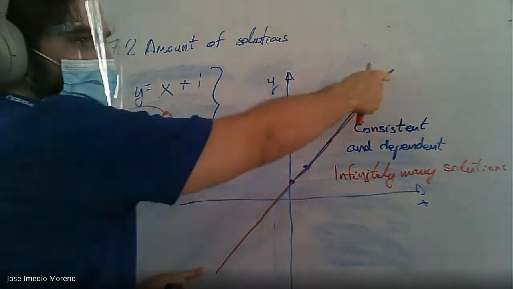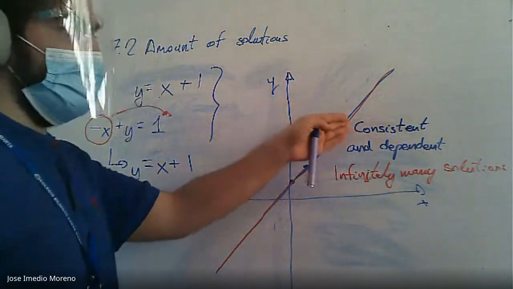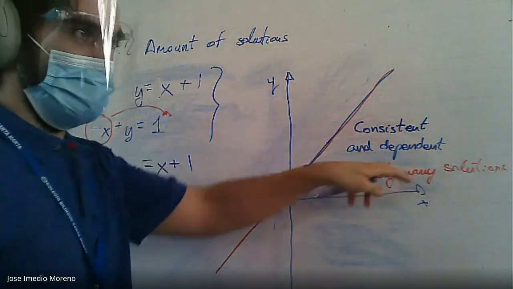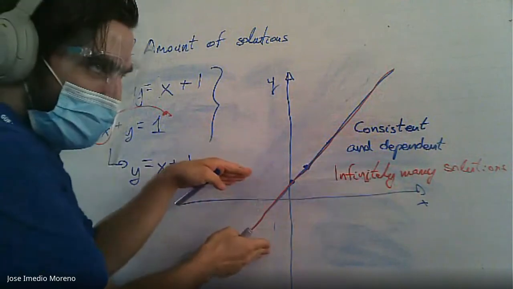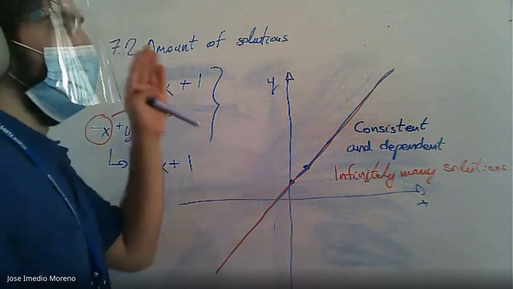So two lines crossing, one solution, consistent and independent. Two coincident lines, the same line, infinitely many solutions, consistent and dependent. Two parallel lines which never cross each other, no solution, inconsistent.